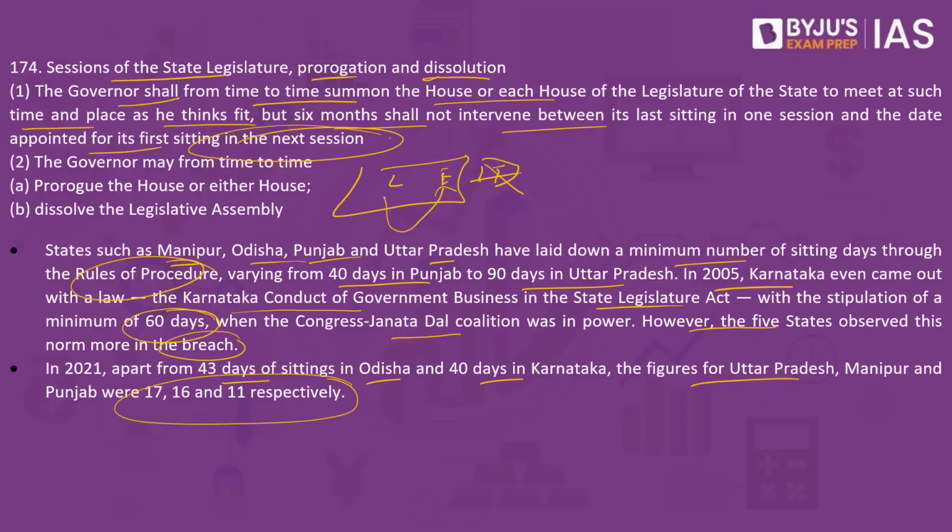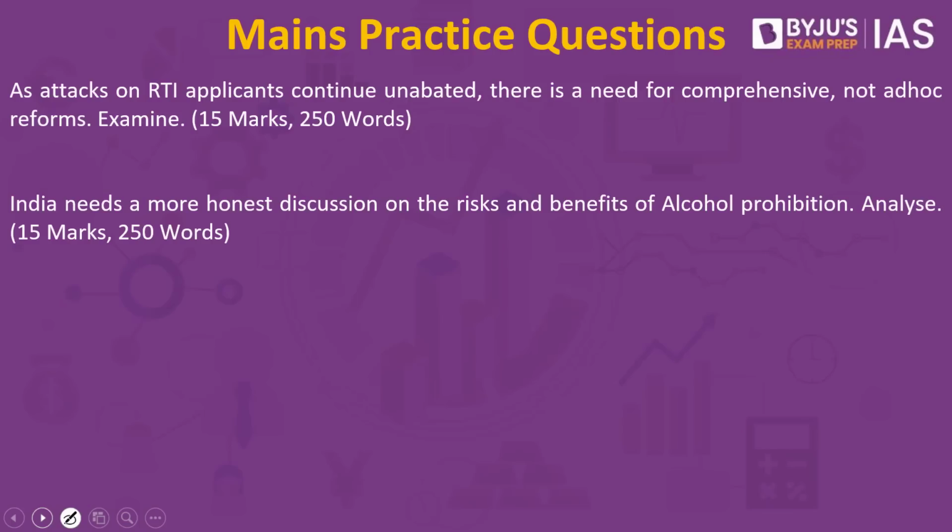Now let's look into the mains practice questions. As attacks on RTI applicants continue unabated, there is need for comprehensive, not ad hoc, reforms. Examine. India needs a more honest discussion on the risks and benefits of alcohol prohibition. Analyze.